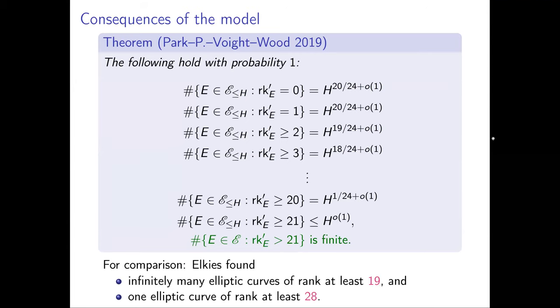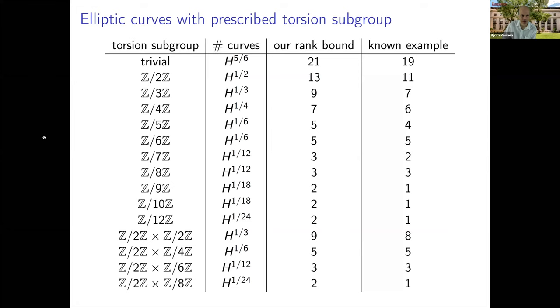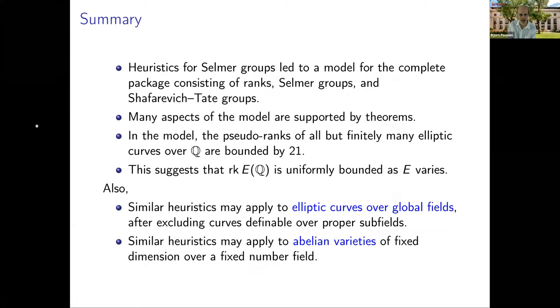Okay, great. Let me just end with this summary slide, to say what I told you. In order to estimate what's happening with ranks, we made a model for this complete package, and then you can corroborate it by using theorems about all the different aspects of the package. The model predicts that all but finitely many of the pseudo ranks are bounded by 21. So we believe that the ranks are uniformly bounded based on that.